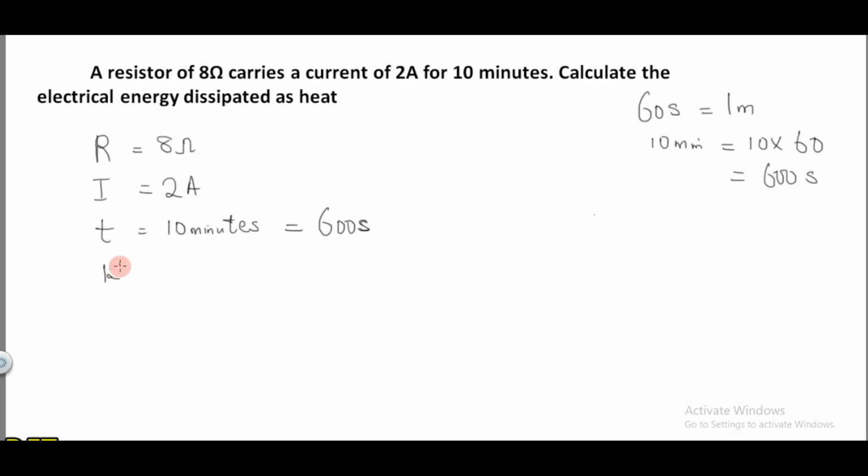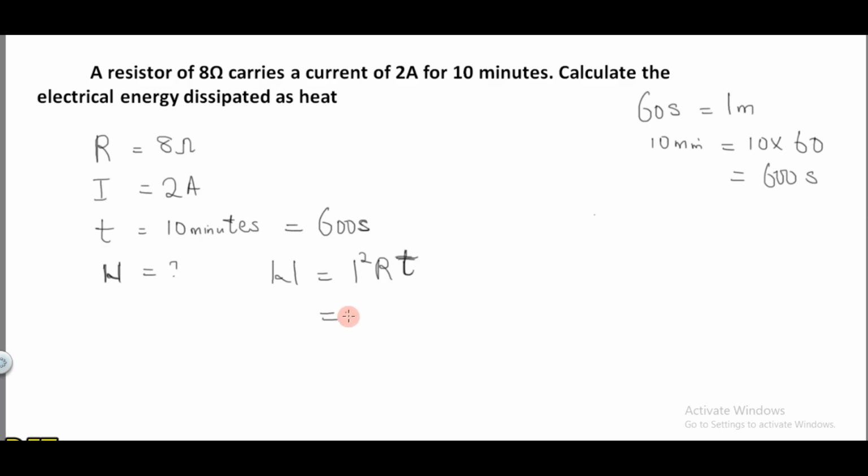So we are looking for the electrical energy, which is the same thing as the work done, right? So what is the formula that connects R, I, T and work done? So the formula W is equal to what? I square RT, right? W is equal to I square RT.